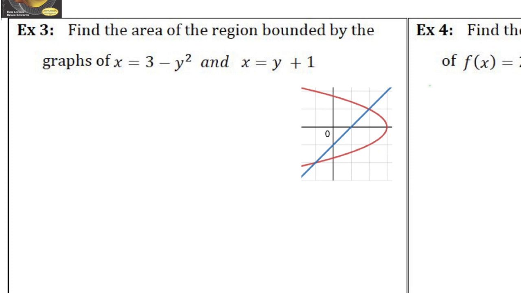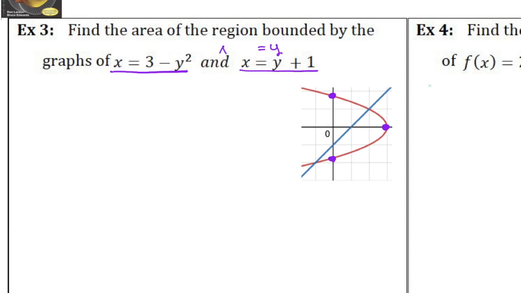All right, everyone, for example 3, you are now expected to be able to graph a sideways parabola with a vertex at (3, 0). It's going to have some intersection points at (0, negative root 3) and (0, positive root 3). If you have trouble graphing the line x equals y plus 1, remember you can just solve it for y.